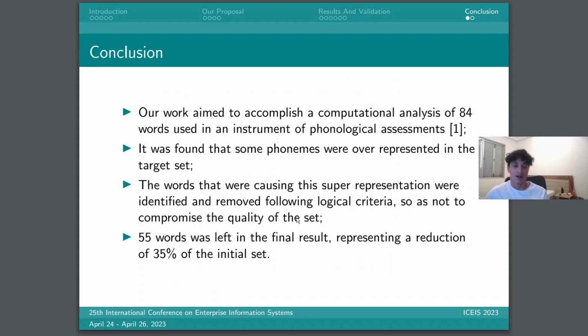So to finish, our work aimed to accomplish a computational analysis of 84 words using an instrument of phonological assessment. It was found that some phonemes were overrepresented in the set. The words that were causing this overrepresentation were identified and removed, following logical criteria. So 55 words were left as the final result, representing a reduction of 35% of the initial set.